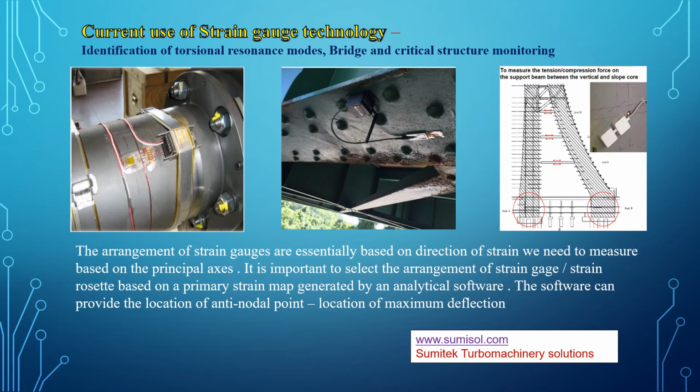So how the setup usually works is that strain gauges are arranged based on the direction of strain that needs to be measured along the principal axes. The selection of this arrangement or setup of the strain gauges comes from the strain map, which is generated by a software. The software essentially provides the location of the point of maximum deflection, technically referred to as the antinodal point.